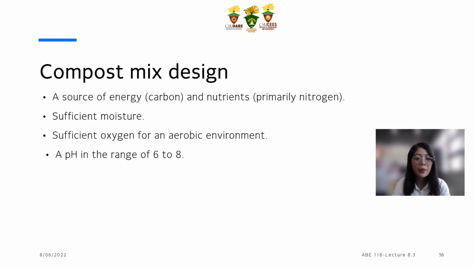So for compost mix design, composting of organic waste requires the mixing of an organic waste with amendments or bulking agents in the proper proportions to promote aerobic microbial activity and growth. To achieve optimum temperatures, the following must be provided in the initial compost mix and maintained during the composting process.